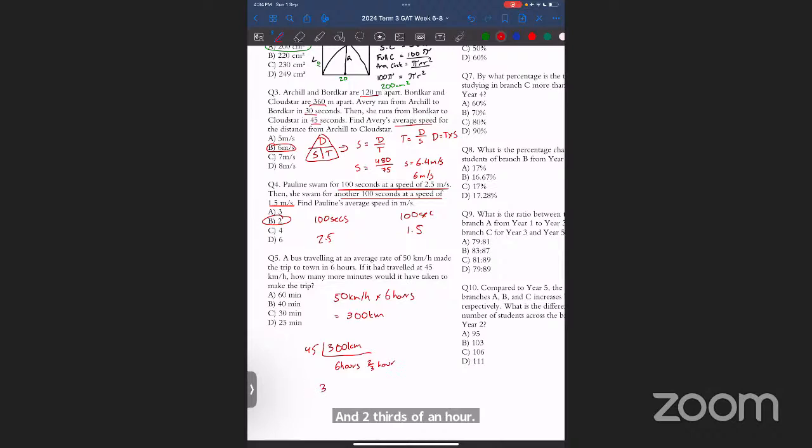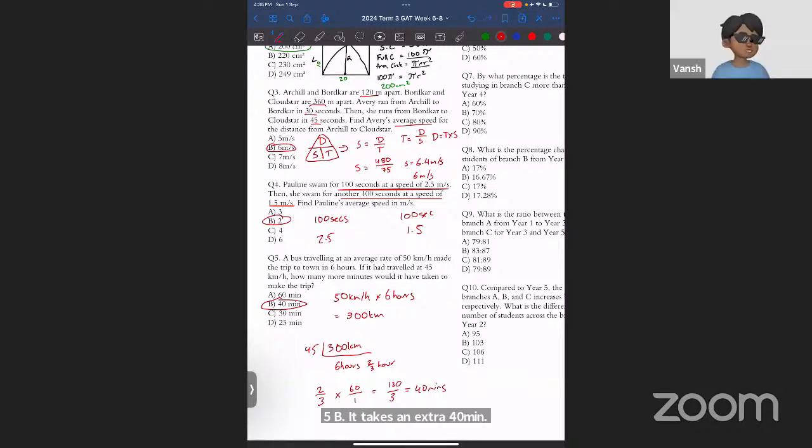So 2/3 of an hour, to find that out, you do 2/3 multiplied by 60. Why do we multiply by 60? Because there's 60 minutes in an hour. So 2/3 multiplied by 60 over 1 is 2 times 60 is 120, 3 times 1 is 3. 120 divided by 3 is 40 minutes. So the answer is B. It takes an extra 40 minutes.